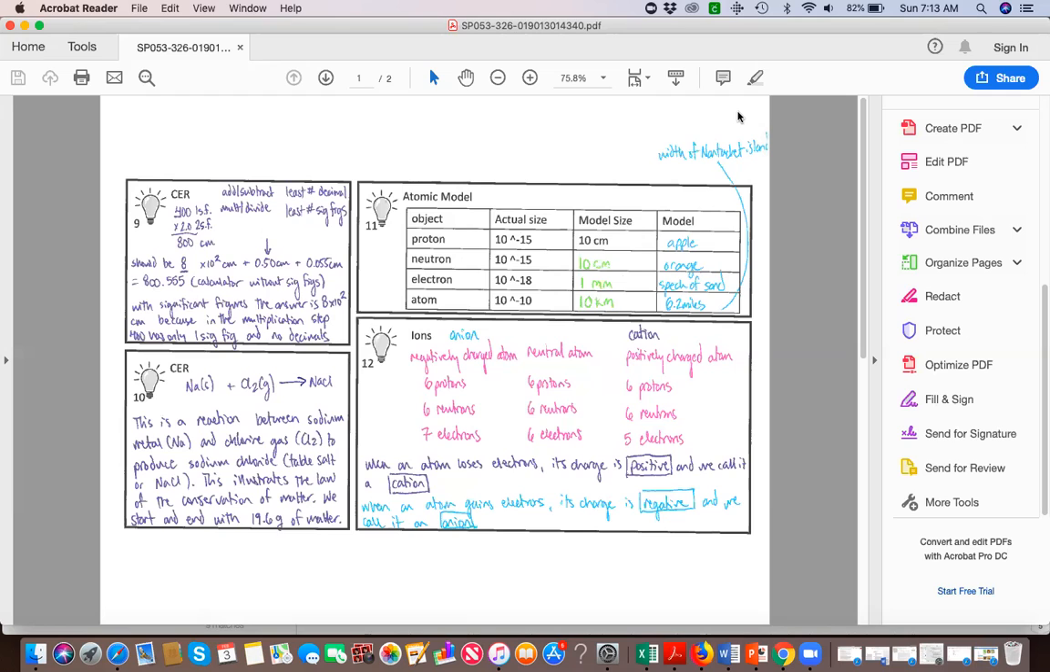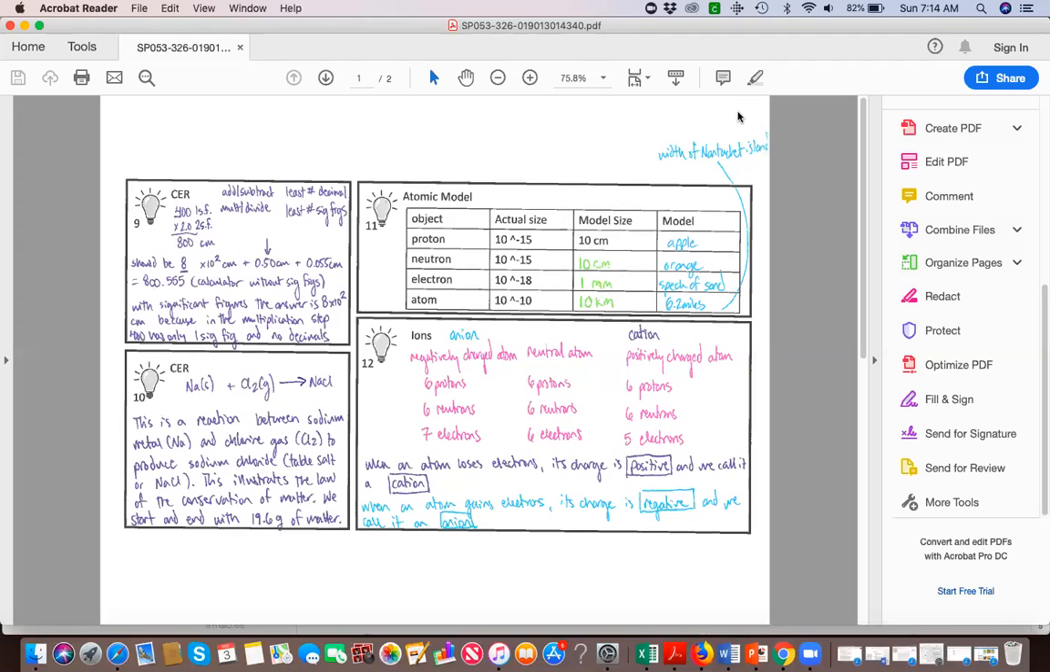The other piece that we're going to continue to talk about as we explore Chapter 2 are models. And so a good example of an atomic model is what we're going to use to make sense of protons, neutrons, and electrons in an atom. So the actual size of these objects is 10 to the negative 15th, or 10 to the negative 18th, or 10 to the negative 10th meters. Incredibly small, so small that we would never be able to see them unaided with our eyes.